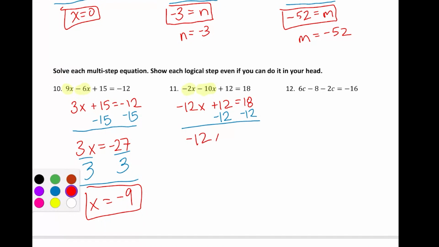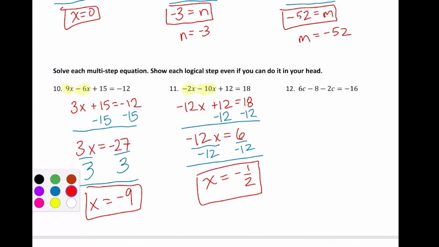And now we have negative 12x equals 18 minus 12 is 6. Then I'm going to divide both sides by negative 12. And it looks like I get a fraction here. No big deal. Sometimes you get fractions, sometimes you don't. You're going to use a calculator, so you're not going to worry about it. Negative 1/2. Or if you write 0.5, that works just as fine.